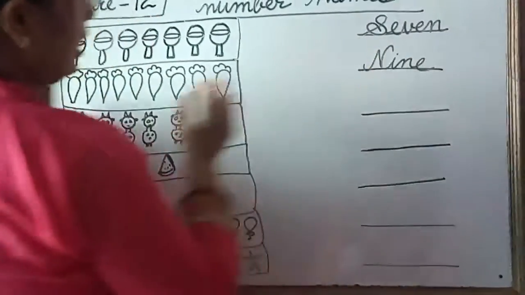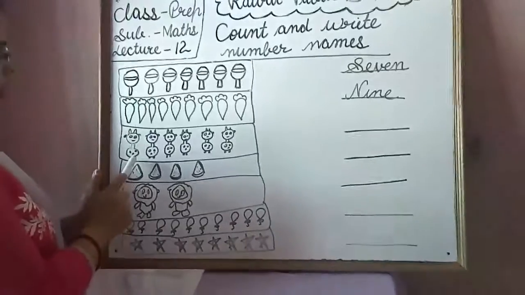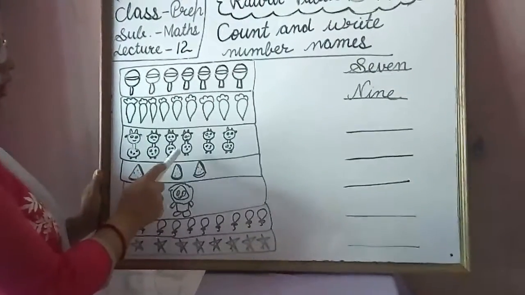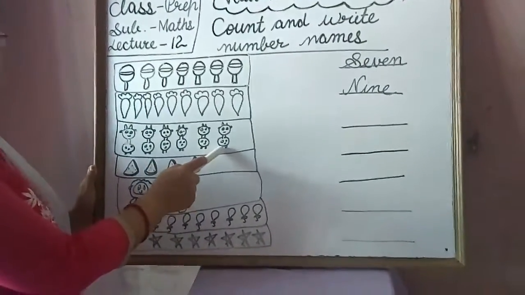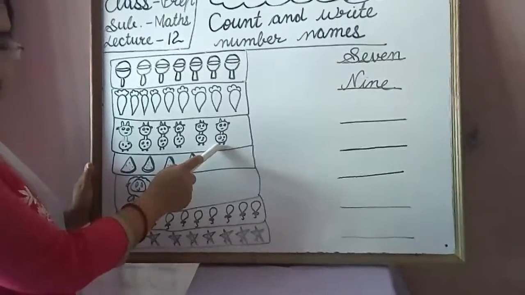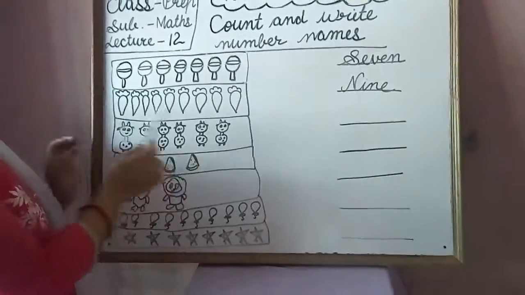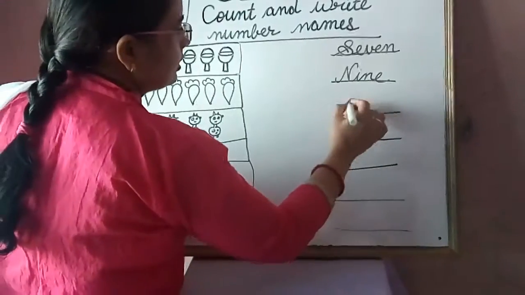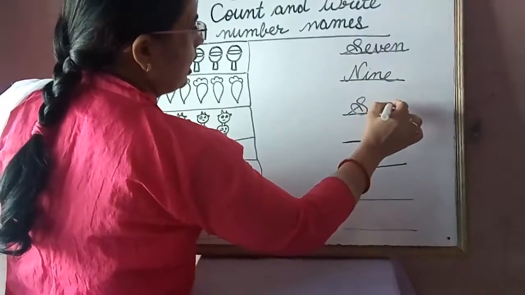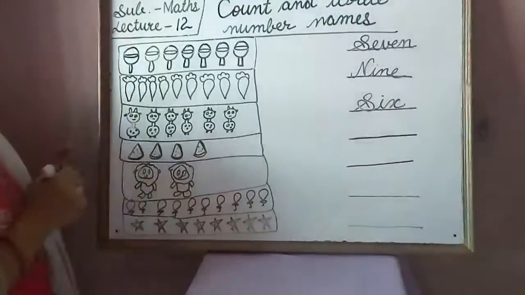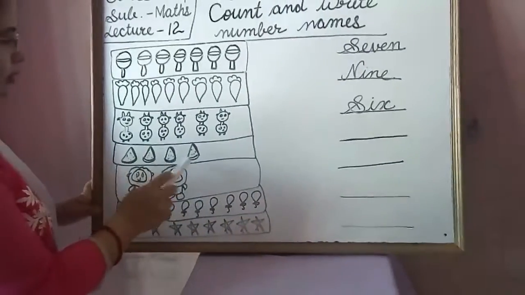N-I-N-E, 9. Once again, 1, 2, 3, 4, 5, 6. How many objects? 6. There are 6 objects. S-I-X, 6.